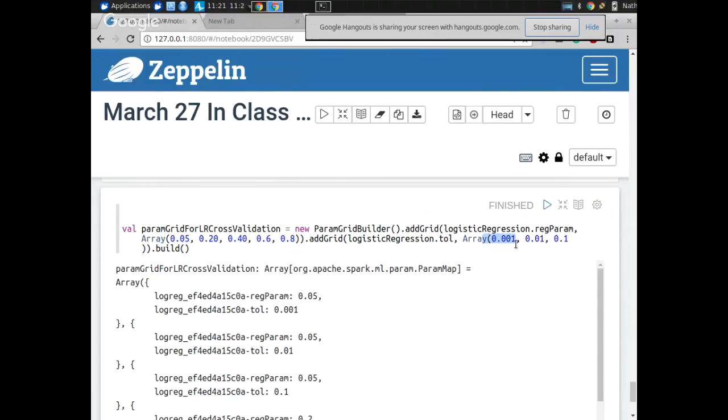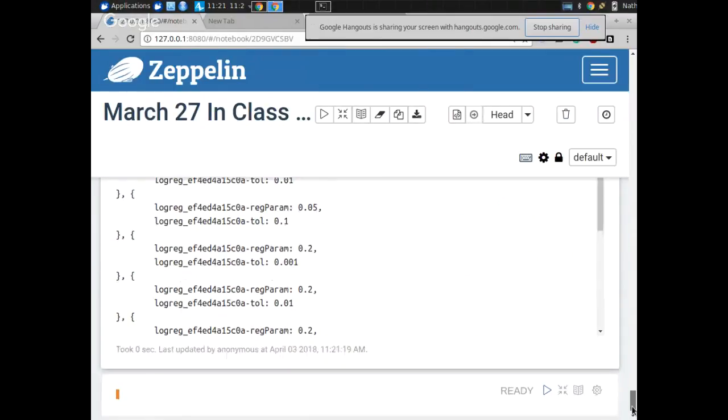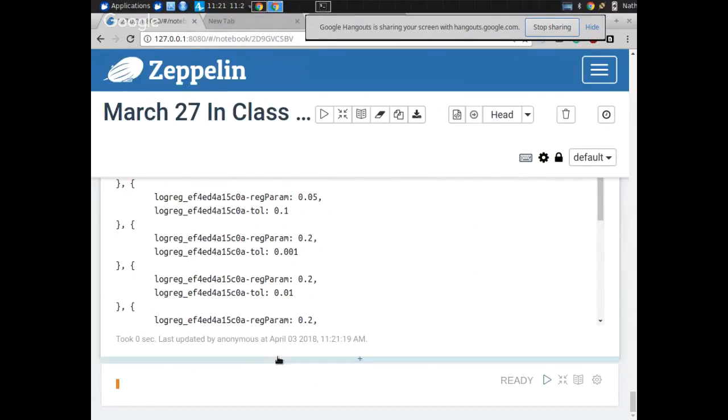So how many elements is it going to have? Can anyone guess? Yes, 15 indeed. 5 for each of these, 3 for each of these, all cross products. So it's a Cartesian product of all of them. Okay, so that's good. That's a good thing. And that's going to be a parameter grid. And we're going to use that with cross-validation, okay?